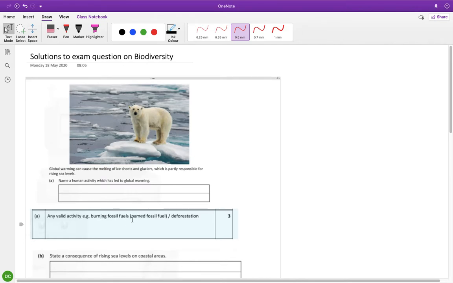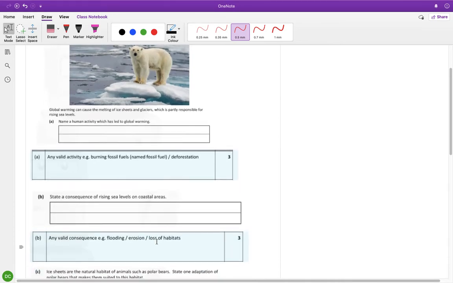You can name it, so you can just say burning oil, burning peat, burning natural gas, any of those. Deforestation, so cutting down the trees, and anything we mentioned when we were talking about global warming and different ways of releasing those greenhouse gases into the atmosphere. That gets you 3 marks there.